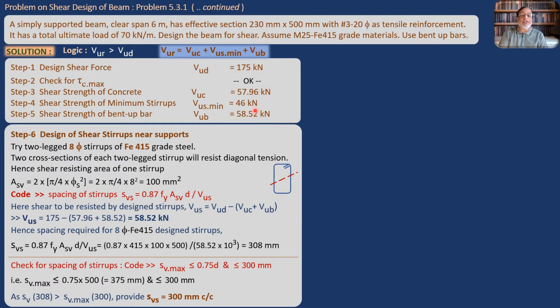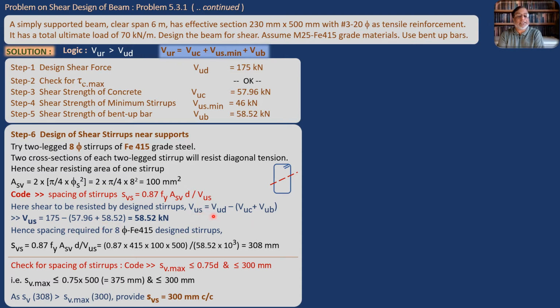So these two values are already there. We need not provide stirrups for these two, VUC and VUB. So we want to design the shear stirrups for a value 175 minus this VUC minus this VUB. The remaining value of shear force will be used for designing the stirrups. So here we get VUS. VUS is the shear force we are expecting for the resistance through shear reinforcement. So VUS is 175 minus this.